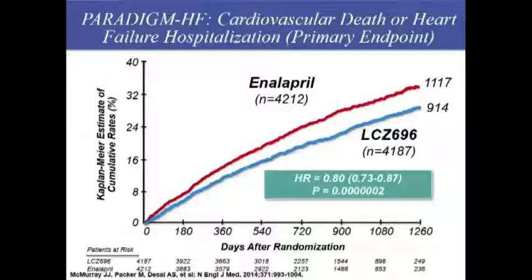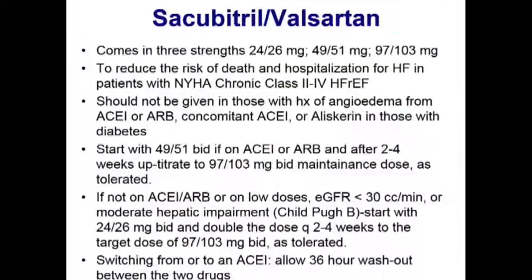Okay. So here are the curves. Primary outcome, cardiovascular death or heart failure hospitalization, a 20% reduction, 0.80 hazard ratio. Look at that p-value. I mean, it's just ridiculous to show it that much, but clearly they were trying to show us how significant it was. The drug comes in three strengths, 24-26, 49-51, and 97-103. And that was the ceiling dose given BID.